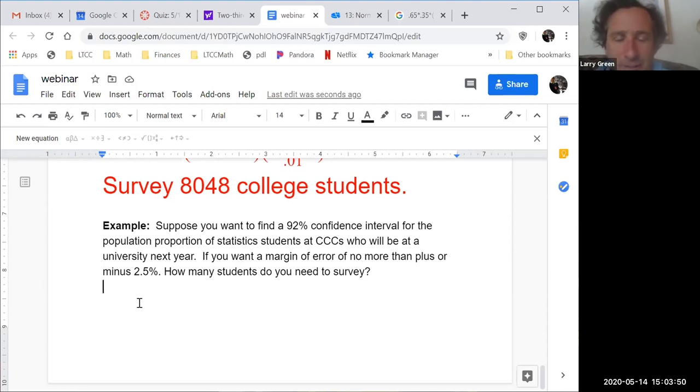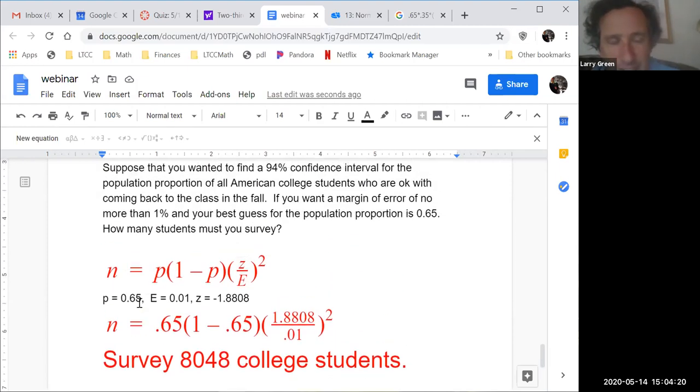Okay, what's the main difference between this one and the one we just did? I don't mean the idea of it, but what's given? Yeah, here we don't have a preliminary estimate. You probably have no idea what percentage of California Community College students currently taking statistics are going to be transferring and be at a university next year. If you have no idea, we don't have a P to plug in. So we still can look at this formula, and this is going to be answering the questions you just had.